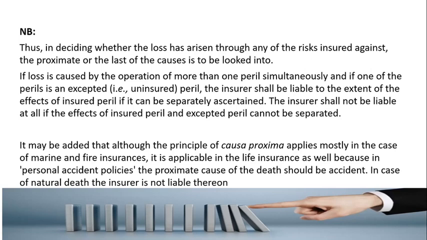Nota bene, in deciding whether the loss has arisen through any of the risks insured against, the proximate or the last cause of action is to be looked into. If the loss is caused by the operation of more than one peril simultaneously, and if one of the perils is exempted, the insurer shall be liable to the extent of the effect of the insured peril if it can be separately ascertained, if those two perils can be separated. But if not, the insurer shall not be liable at all if the effect of the insured peril and the excepted peril cannot be what?